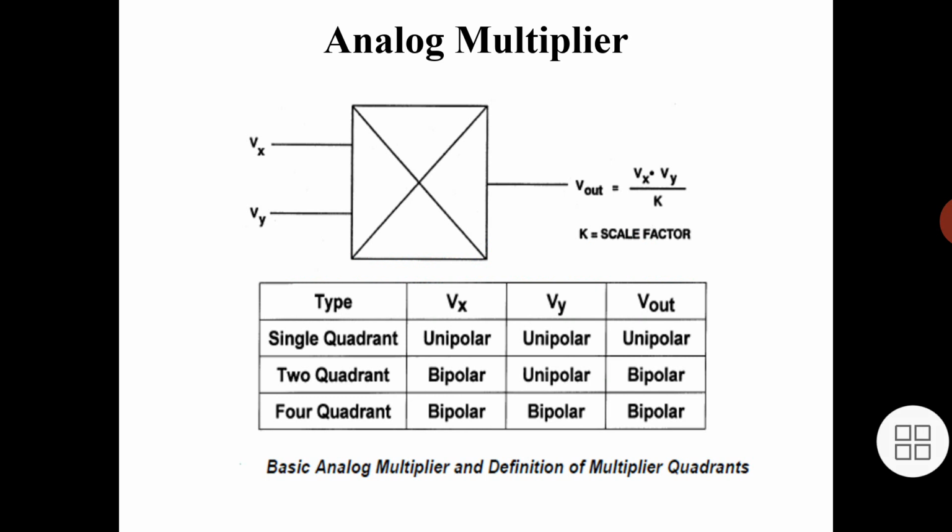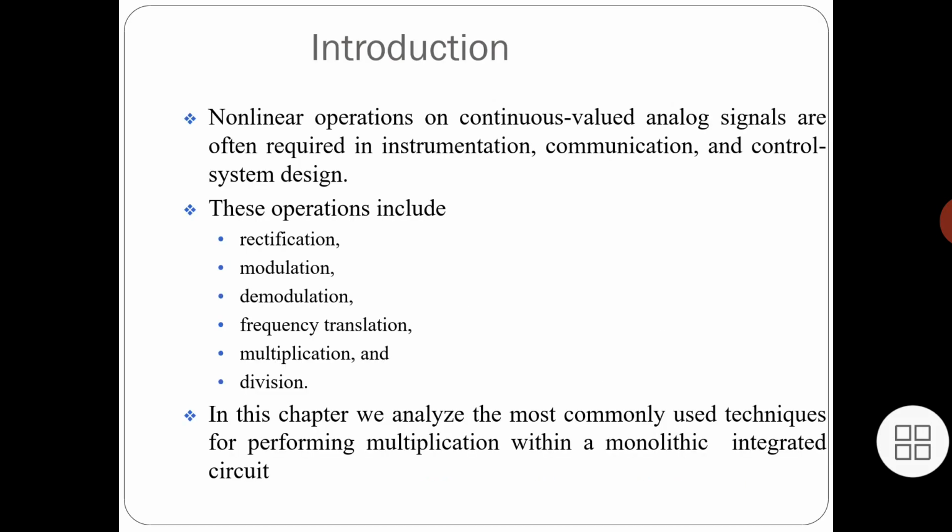You can see the definition of multiplier quadrant here. In this table, the first one is the type, that is single quadrant. Vx and Vy are the two inputs, and Vx is unipolar and Vy is unipolar. Vout is also unipolar. The type is two quadrant multiplier. Here Vx is bipolar and Vy is unipolar. Vout is bipolar. The type is four quadrant. Vx is bipolar and Vy is bipolar, and Vout is also bipolar.